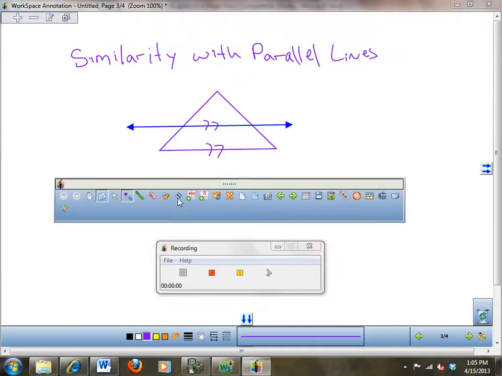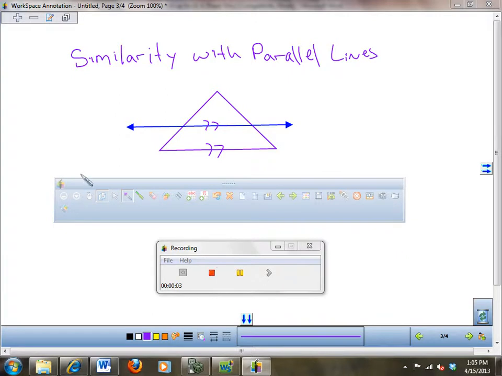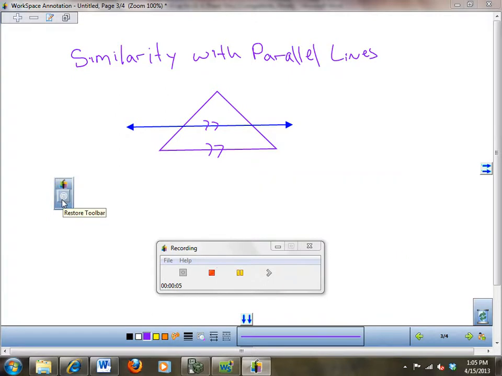Okay, class, we're going to learn about similarity with parallel lines. That's what we're going to learn about, aren't we? So if you have a picture that looks like this, can you tell me that these two triangles are similar? This one and this big one. Why? Because the lines are parallel.